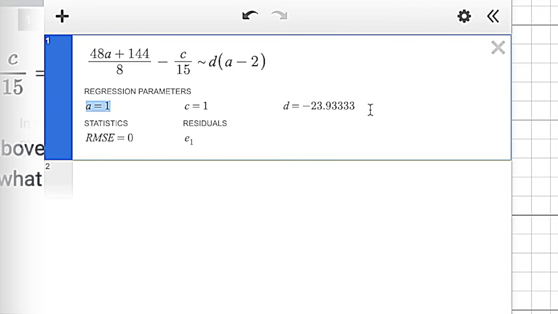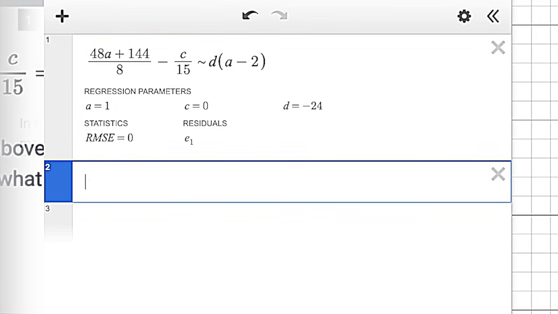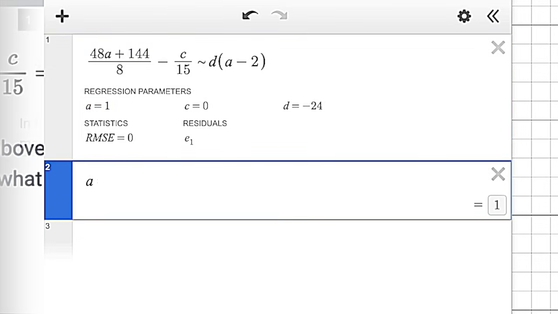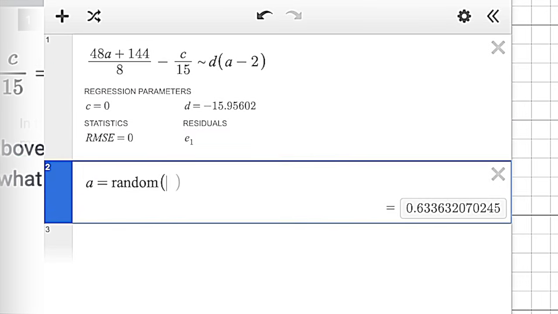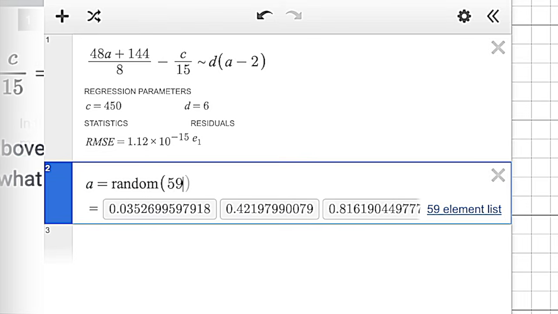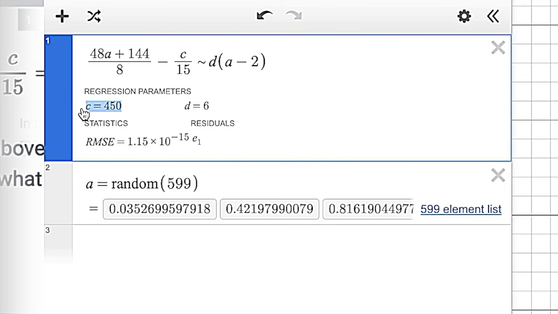Again, it's because we're dealing with infinite many solutions, and this says a equals 1, but x should not just equal 1. X needs to equal all the things. So instead, what we have to do is say that a equals random, and then we're going to put some number. 5 usually cuts it, but you could do 5, you could do 50, you could do 599. And you can see we're going to get some different values for C and D, and these are the real values for C and D. So this is how we would know that our answer for this one is 450.